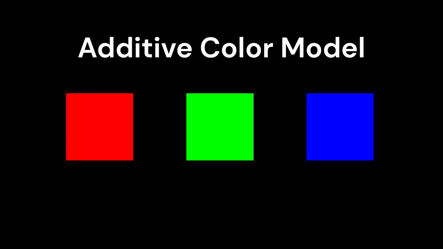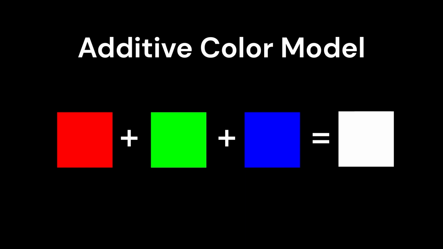This is called the additive color model, which states that all perceivable colors can be made by mixing different amounts of red, green, and blue light, the primary colors of the additive color system. Let's do an experiment to understand that better.